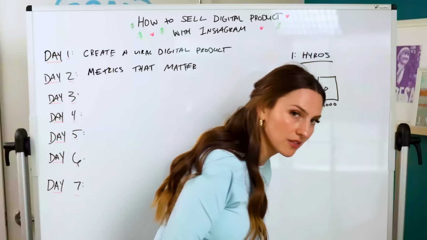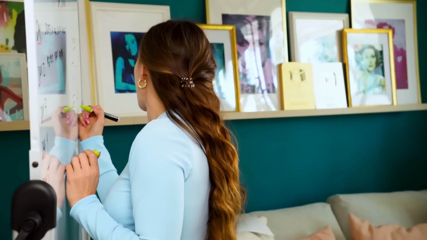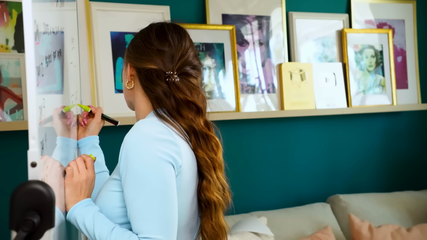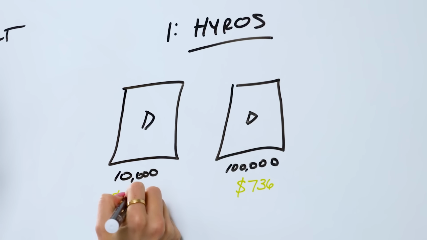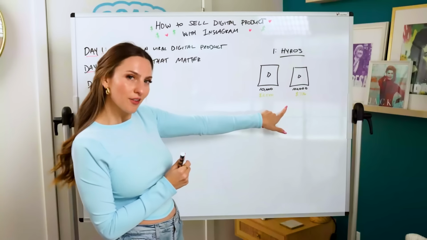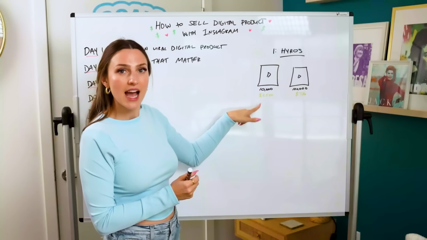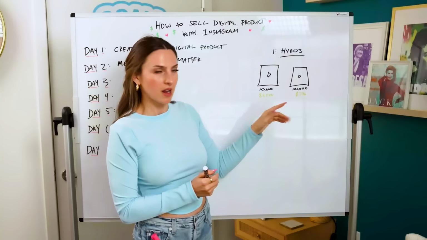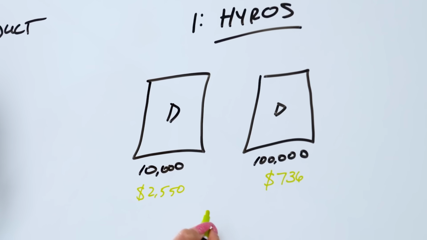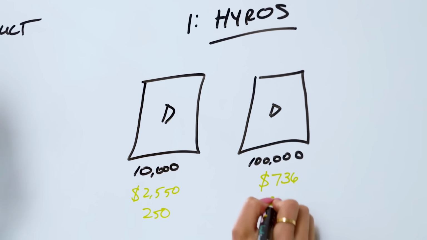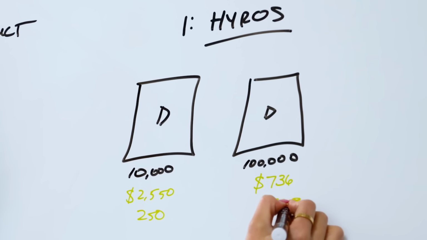But here is my secret advantage. I will look at the software and I will measure it by an inner metric. I might see, oh, this one made me $736. This one made me, let's just say, $2,550. That's why you need to have something like Hyros. That's what Hyros does, that process of telling me which pieces of content make me the most amount of money. They'll be like, oh, you got this many sales and this amount of money. So it might be like, let's just say 250 sales versus 70 sales.